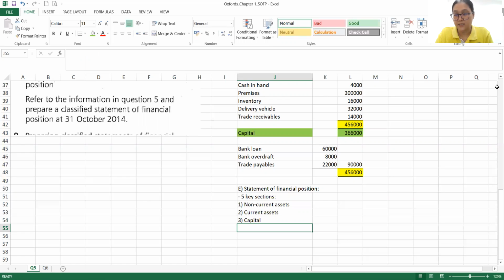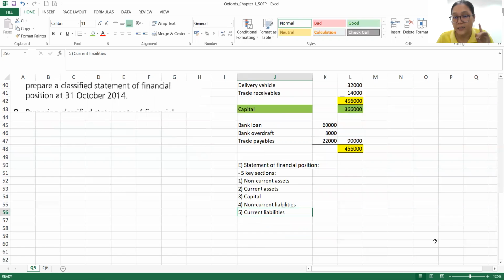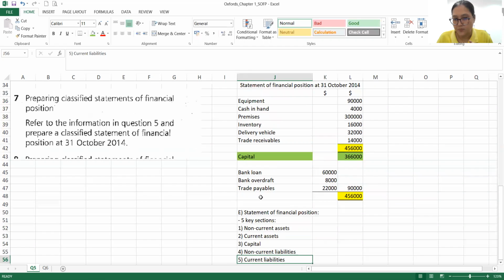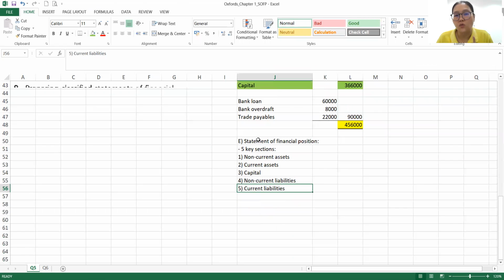Next is your capital section. 4th is your non-current liability. 5th is your current liability. So these 5 sections must be in sequence. Don't jump up here and there. Follow exactly according to the section. That's when we say classified. And in the exam, 在考试，通常他都是叫我们 prepare 这个的。虽然他没有说，我们也要 prepare according to 这个 5 section.